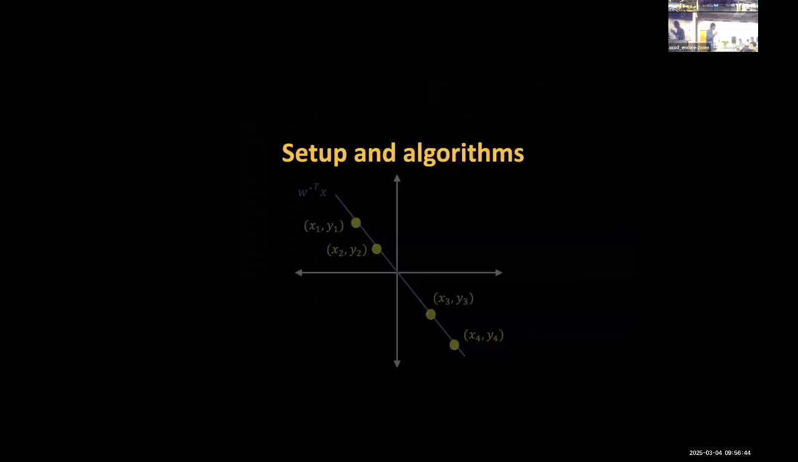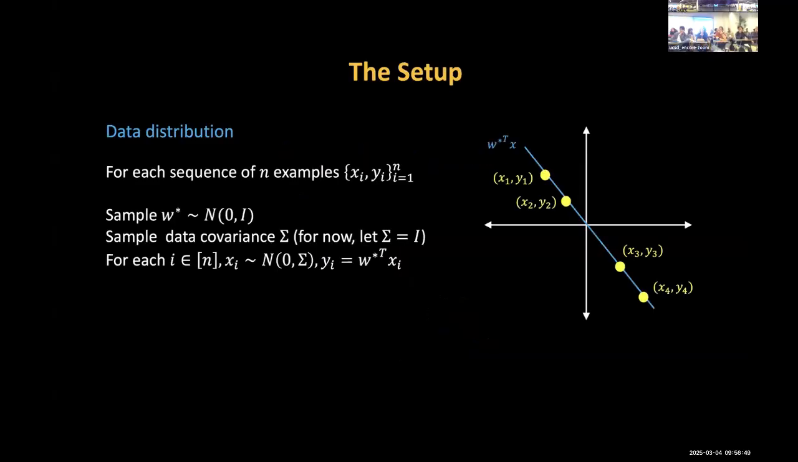Okay, so now let me try to get more concrete. I'll start by describing the setup. The setting is pretty simple. We're doing a linear regression. We'll have sequences of n examples. Every sequence of examples will have an underlying linear model W star. This will itself be drawn from a standard Gaussian distribution. And for every sequence, we'll also sample the covariance matrix for the data. For most of the talk, just have this covariance matrix be identity. You won't really worry about that till the end.